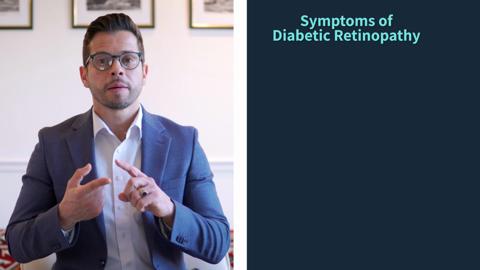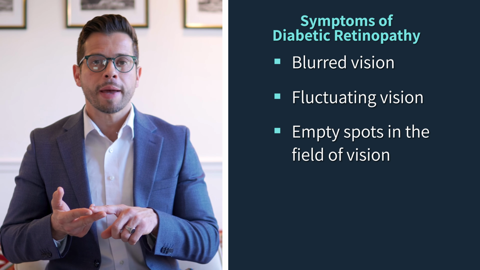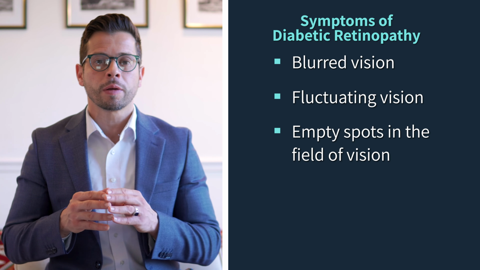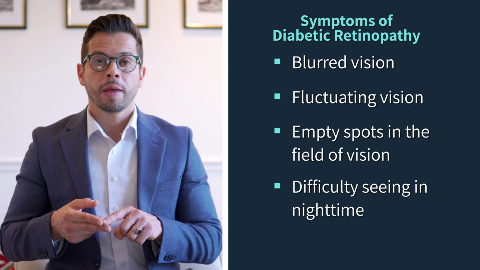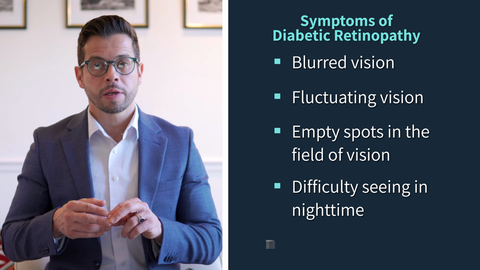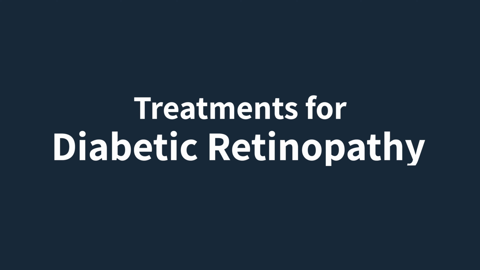What are some of the symptoms of diabetic retinopathy? You may not notice symptoms in the early stages, but as the condition matures, you might experience blurred vision, fluctuating vision, dark or empty spots in your field of vision, difficulty seeing in nighttime conditions, and in more severe cases, sudden loss of vision.